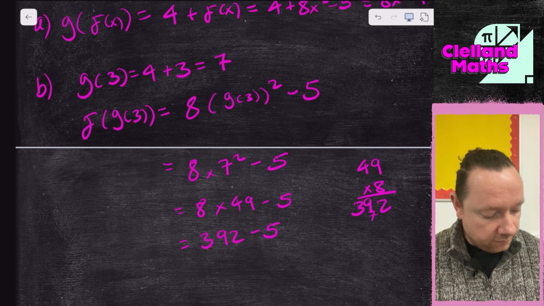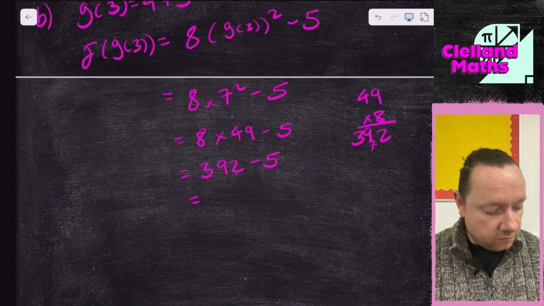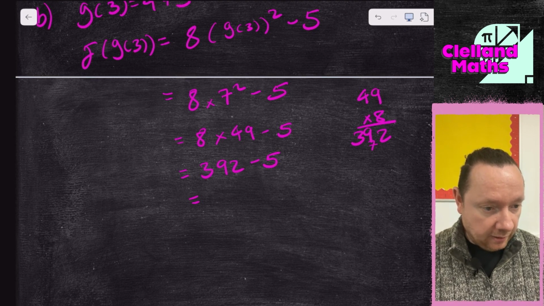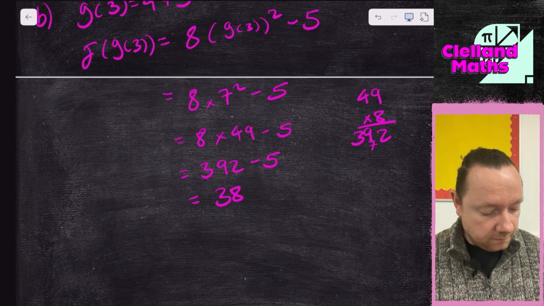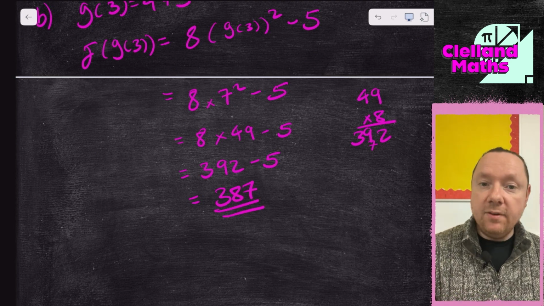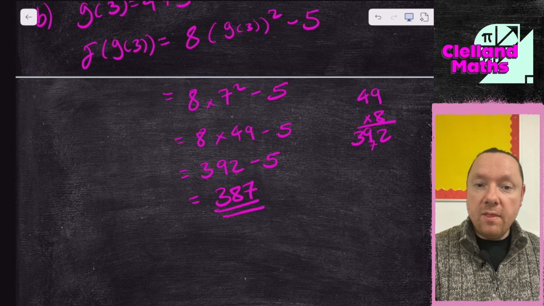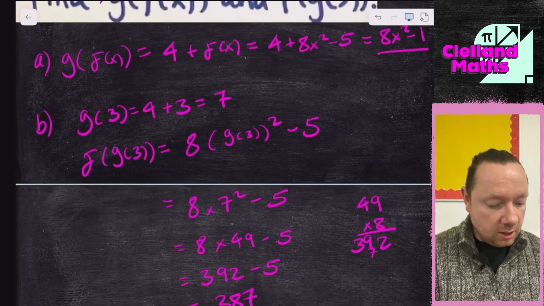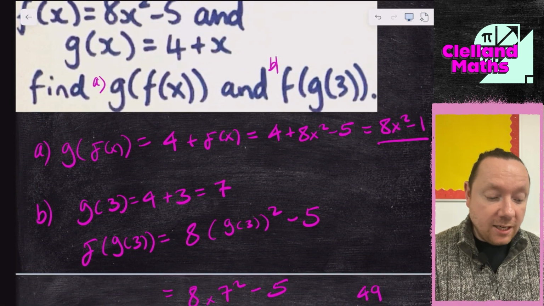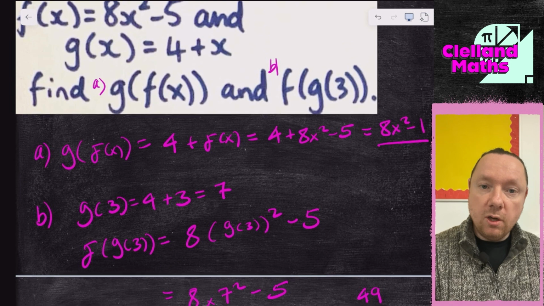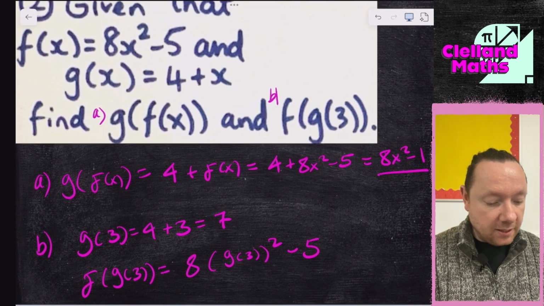Take away 5, which is 390, 389, 388, 387. So I've got 387 and we're done there. Now, if you don't like this method, of course, just remember that you can just work out f of g of x first, and then sub in 3, and that would give you the same answer.